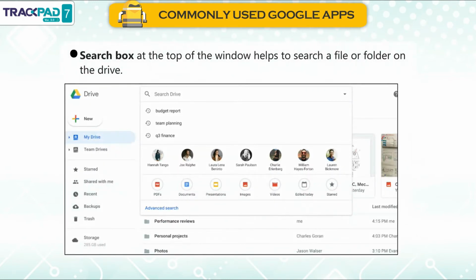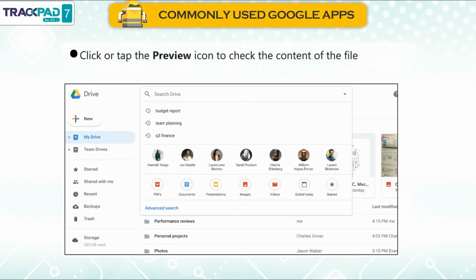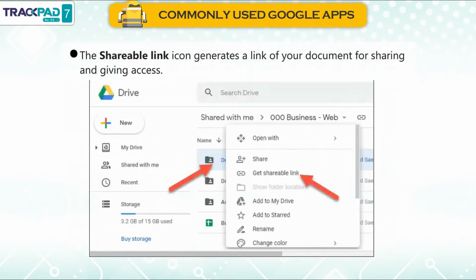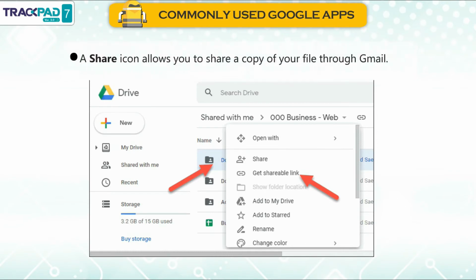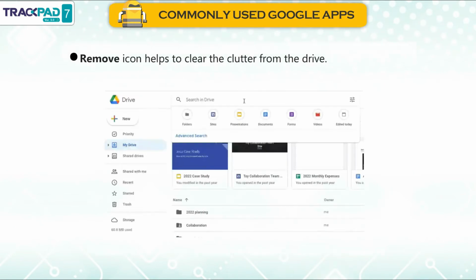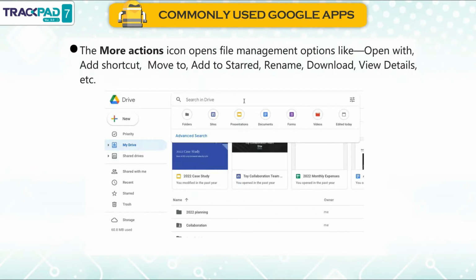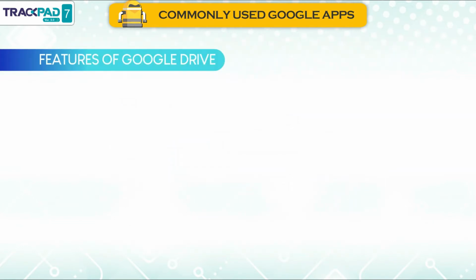Google Drive window has many more components which are: search box at the top of the window helps to search a file or folder on the drive. Click or tap the preview icon to check the content of the file. The shareable link icon generates a link of your document for sharing and giving access. A share icon allows you to share a copy of your file through Gmail. Remove icon helps to clear the clutter from the drive. The More Actions icon opens file management options like Open With, Add Shortcut, Move To, Add to Start, Rename, Download, View Details, etc.